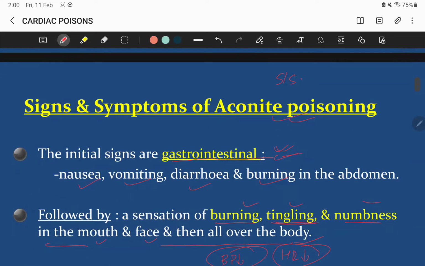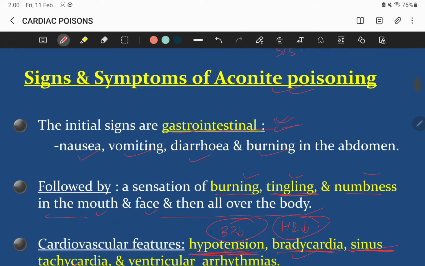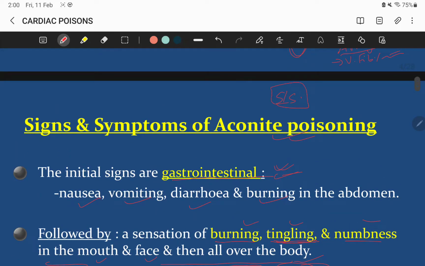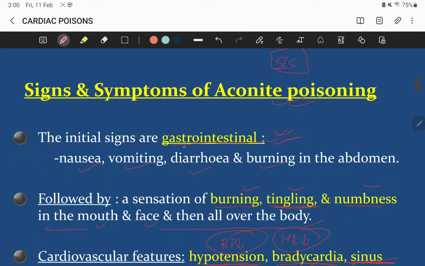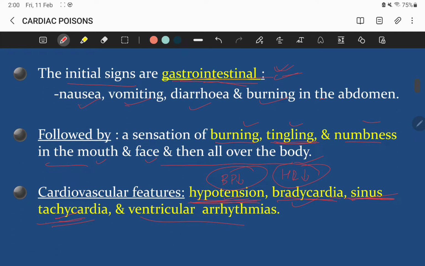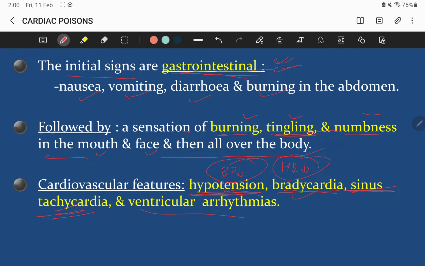What are the signs and symptoms of aconite poisoning? It's a poison, so you eat the poison, and there are gastrointestinal signs. The initial signs include nausea, vomiting, diarrhea, burning in the abdomen. This is followed by a sensation of burning, tingling, and numbness in the mouth and the face, and then all over the body.